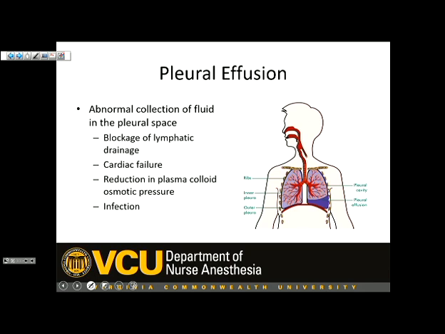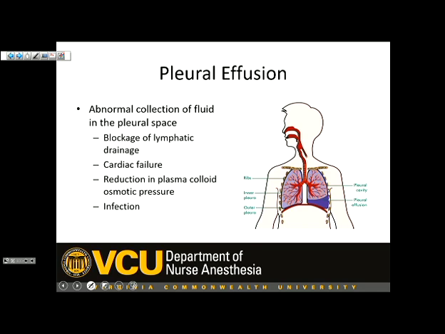And this can certainly, in and of itself, it's a space-occupying thing in the chest, and that can cause compression of the lung on that side. Obviously, big pleural effusions, bilateral big pleural effusions, would that increase your compliance or decrease your compliance?